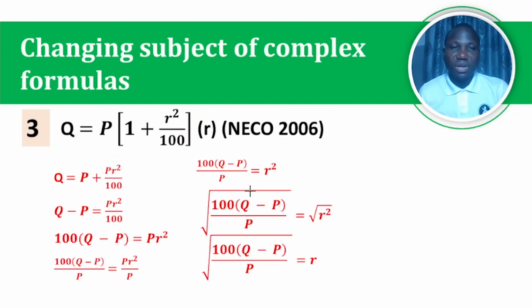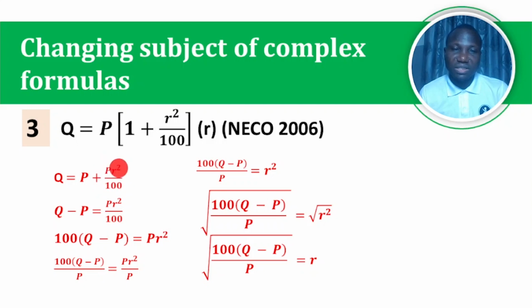Now to number 3, we have q equals p times bracket 1 plus r squared over 100. We are to make r the subject. Now this r we are trying to make the subject is involved in a bracket, so what we do first here is clear the bracket. P times 1 will give us p. P times r squared over 100 will give us pr squared over 100. Now don't forget, this is where our subject is.